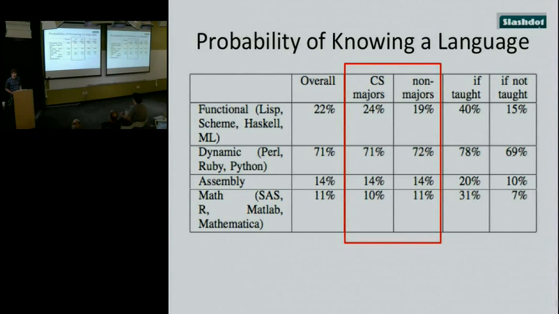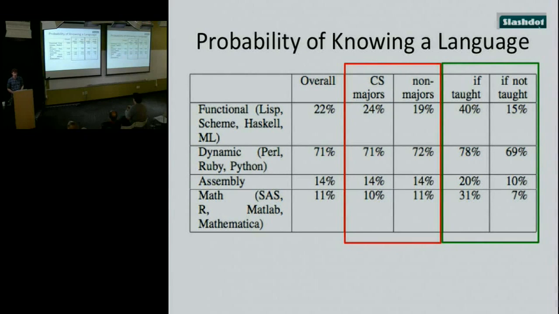Is CS education actually doing anything at large? What we found is when you ask CS majors versus non-CS majors about the languages they know in these different categories, it doesn't really matter. For example, non-majors will know about functional programming 19% of the time, and CS majors will know 24% of the time. So there's a small 5% jump. As somebody interested in education, this is a small jump.